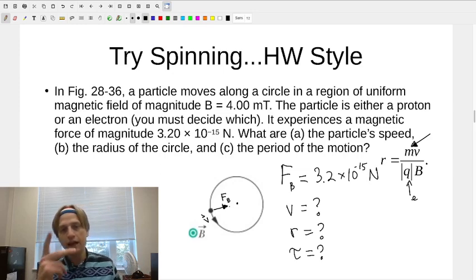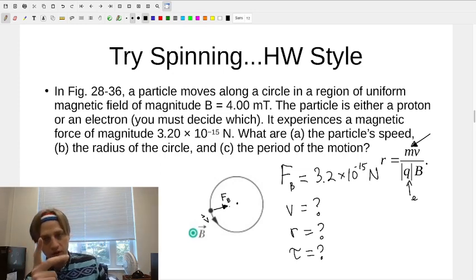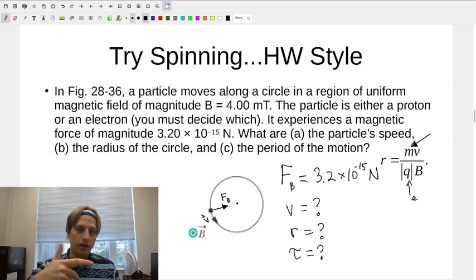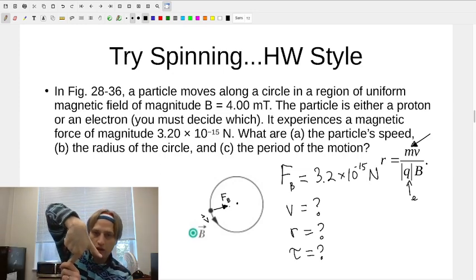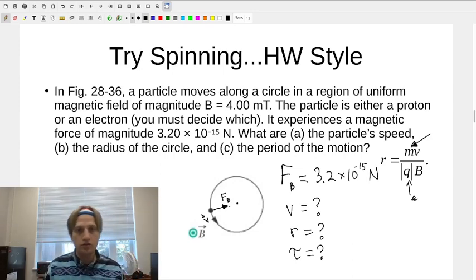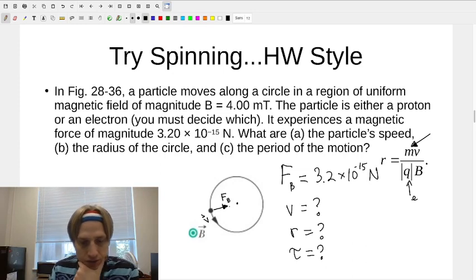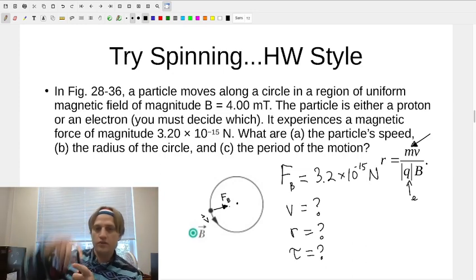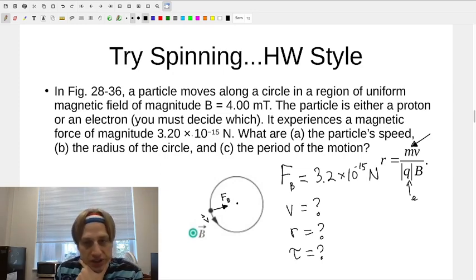So if I had a positively charged particle, it would follow the right-hand rule. So let me try that. I'm going to go V cross B. V cross B would give me F. So if this were a positively charged particle, try it with your own hand. V cross B gives you F. We would expect the force to be pointing that way.